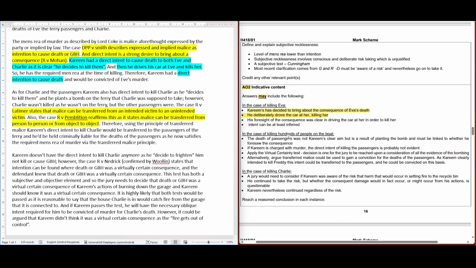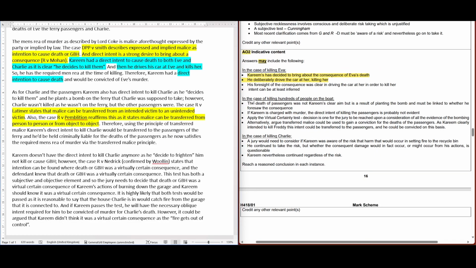So let's read the AO2 part of the indicative content. Killing hundreds of people on the boat. Foresaw the consequence. Virtual certainty. Alternatively, argue transferred malice. Here the first three bullet points talk about oblique intent, but in this answer oblique intent isn't used, it's transferred malice. So let's see what the mark scheme says.